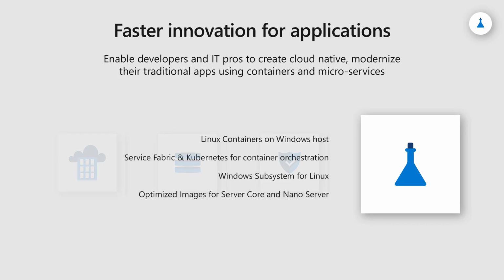Let's talk about the part on faster innovation for applications. We have Linux containers on Windows host. This is new. In the previous version, Windows Server 2016, we had container support. Now we have support for Linux containers. We have support for Service Fabric and Kubernetes for container orchestration. We have the Windows subsystem for Linux and optimized images for Server Core and Nano Server. So the images for Server Core and Nano Server are now smaller than in Windows Server 2016, to optimize again things like patch management and footprint.